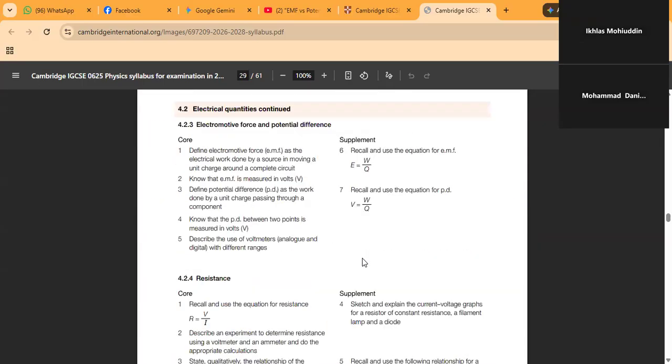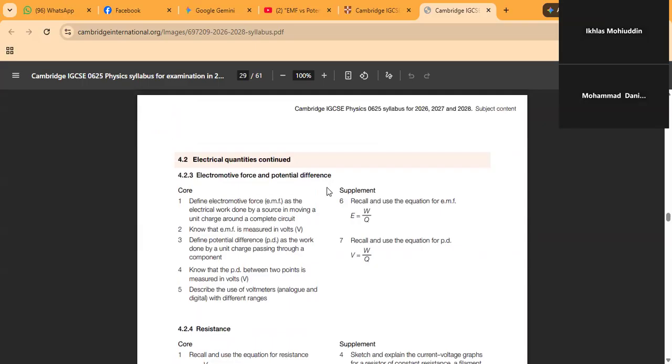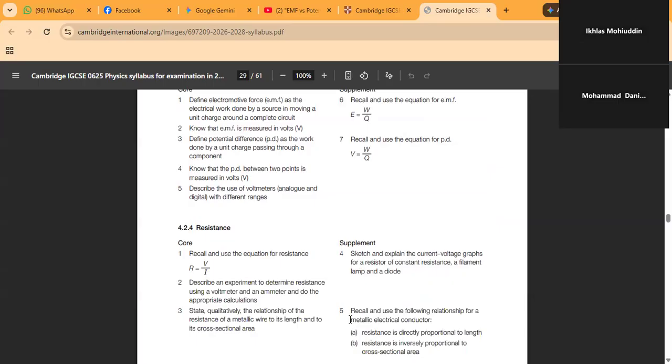4.2.3, electromotive force and potential difference. Define electromotive force as the electrical work done by a source in moving a unit charge around a complete circuit. Know that EMF is measured in volts. Point three, define potential difference as the work done by a unit charge passing through a component. Know that potential difference between two points is measured in volts. Also, describe the use of voltmeters and formulas. We have done this as well, right? 4.2.3 is all done.